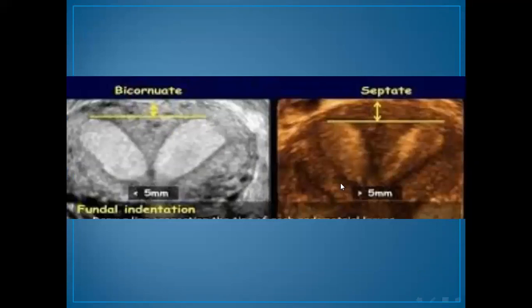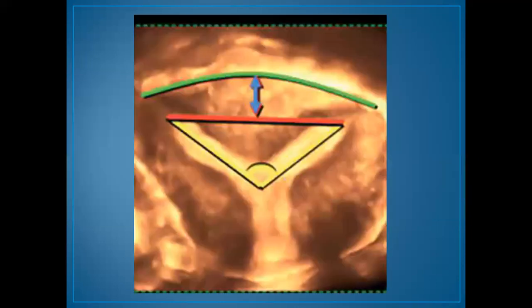Another important thing in differentiation: notice the indentation of the fundus. In a septate uterus, there is no indentation, and the distance between the upper part of the uterus and the line joining the two intraostial points, the upper border of the endometrium, is more than 5 millimeters. But in bicornuate uterus, this distance may be 0 or less than 5 millimeters. This is a diagrammatic presentation of how to measure this line and the angle between the two cavities, and this is the upper contour by 3D ultrasonography.